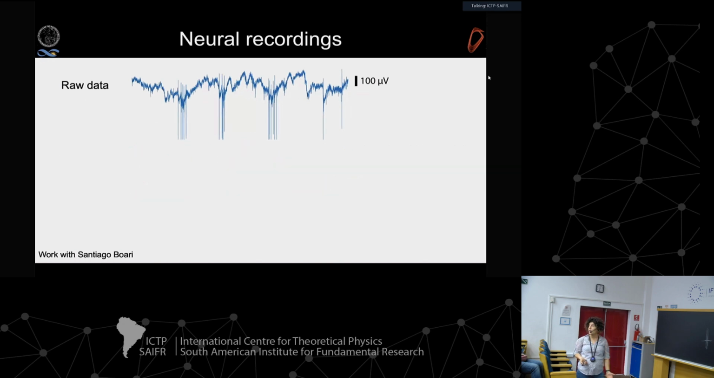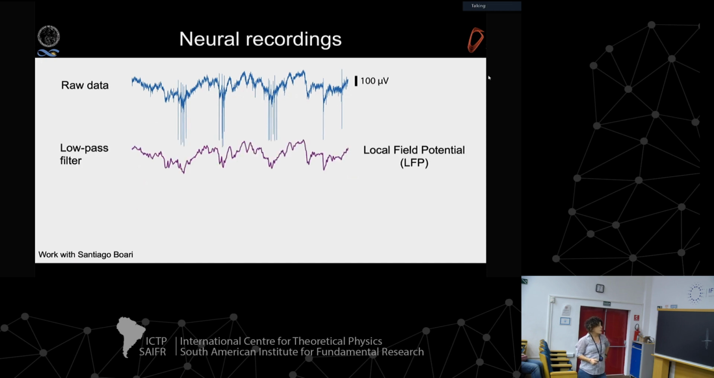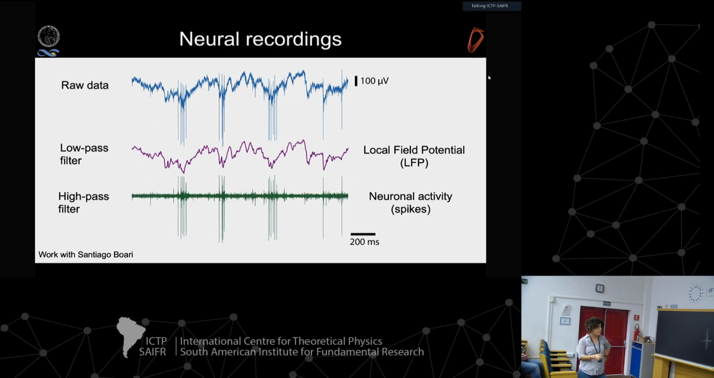So those are the recordings, okay? These are the recordings we obtain, the raw data. This was done with a former student, Santiago Boari. So you can low-pass filter the signal, and you get what we call local field potential, so the slow part of the signal, okay? Or you can make a high-pass filter, and you get the spikes, okay?